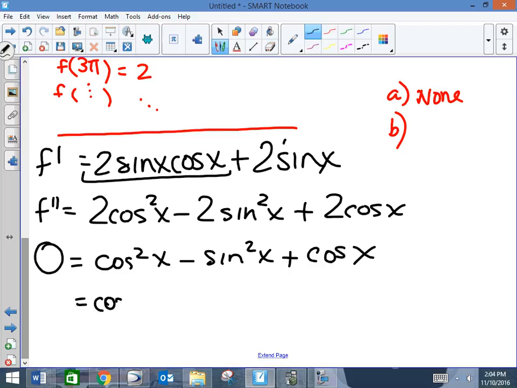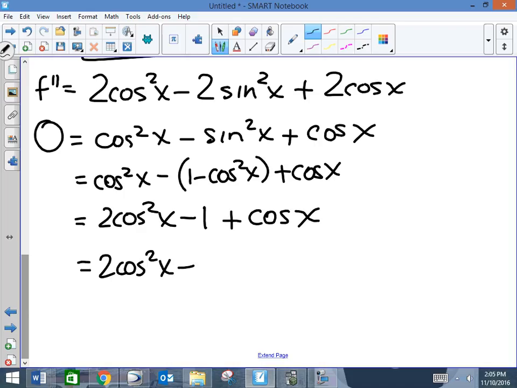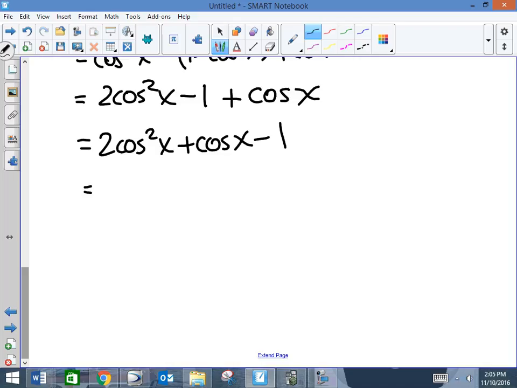Okay, that sounds like a plan. 1 minus cosine squared is sine squared of x. Now, y'all remember that, right? From sine squared plus cosine squared. Okay, so what is that? 2 cosine squared minus 1 plus cosine. Oh, yeah, it is. You took out the 2 first. That was Lindsay's idea. Okay, so this all equals 0 or doesn't exist, but it does. It's not going to not exist, right? Cosine exists everywhere.